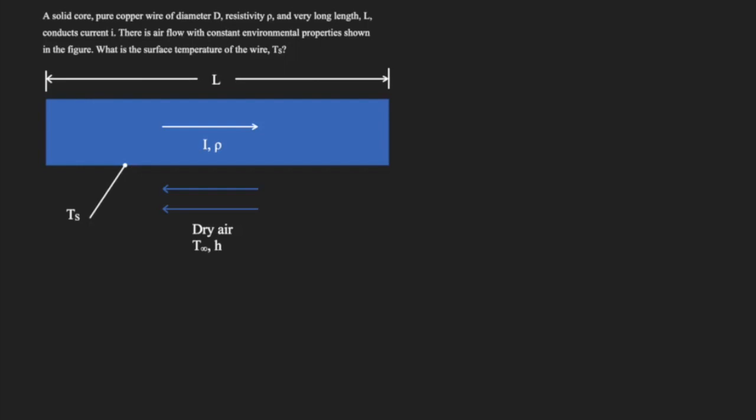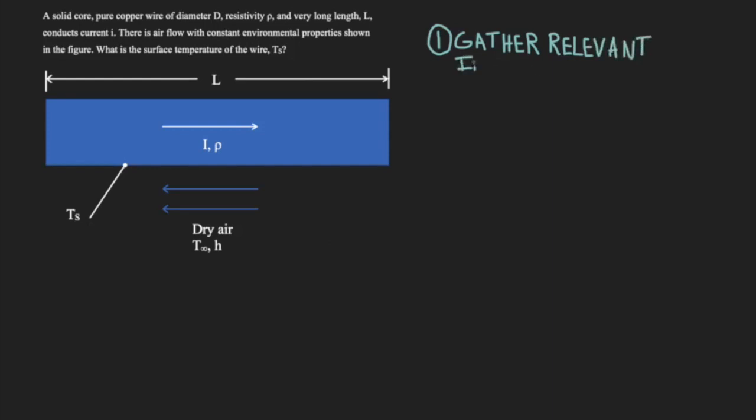Alright, in this problem, a solid core, pure copper wire of diameter d, resistivity ρ, and very long length L conducts current I. There is airflow with constant environmental properties shown in the figure. What is the surface temperature of the wire, T sub S?